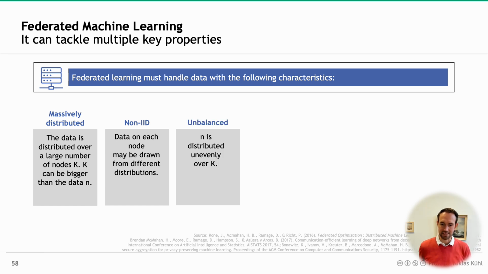Third characteristic is unbalanced. So devices often contribute differing amounts of data to the training, right? For instance, one device might collect extensive data usage while another provides very minimal input. And this imbalance challenges, of course, the effectiveness and in some cases also the fairness of model updates, and may require some kind of weighting mechanism to ensure that these contributions are comparable.